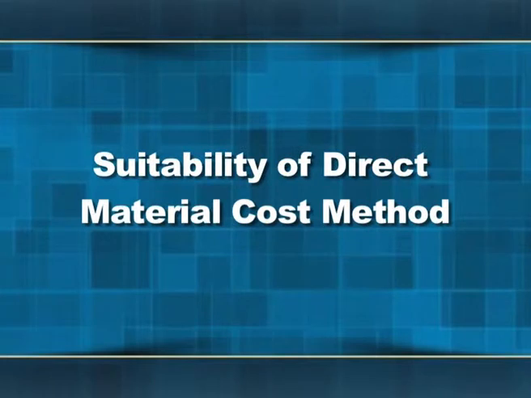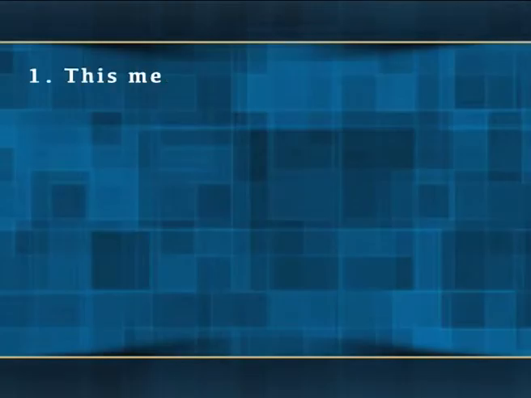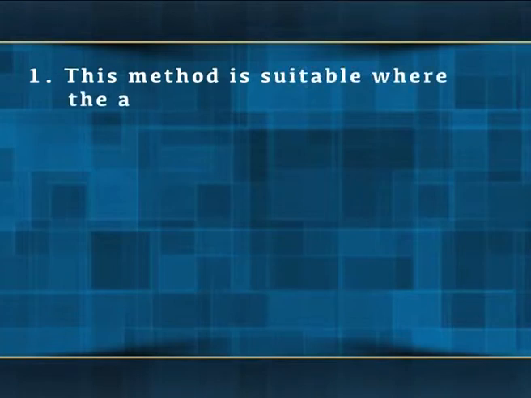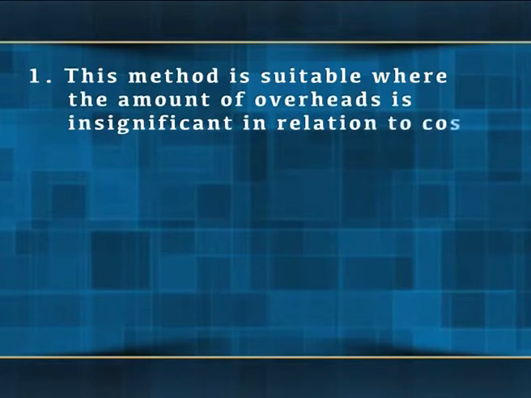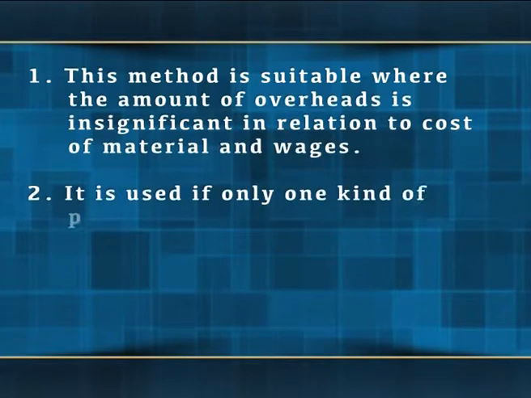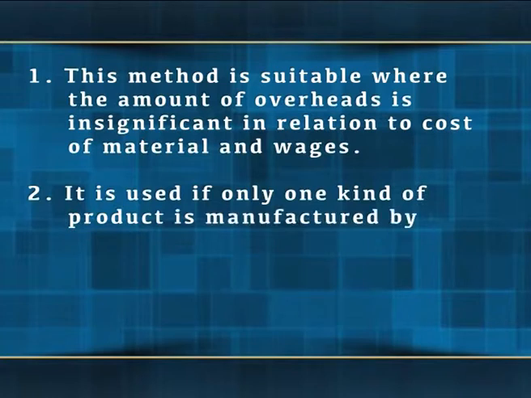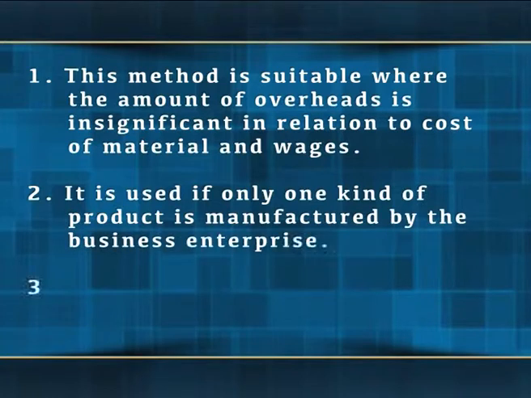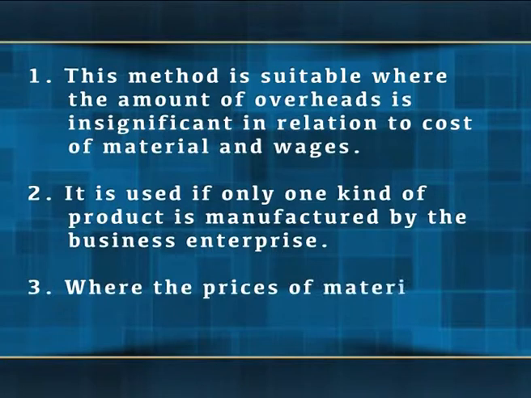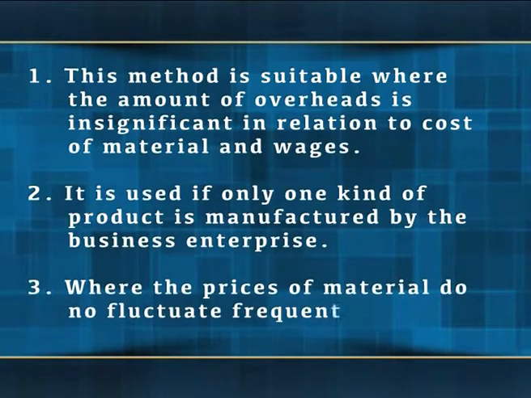Now let us look at the suitability of direct material cost method. Number 1, this method is suitable where the amount of overheads is insignificant in relation to the cost of materials and wages. Number 2, it is used if only one kind of product is manufactured by the business enterprise. Number 3, where the prices of material do not fluctuate frequently.